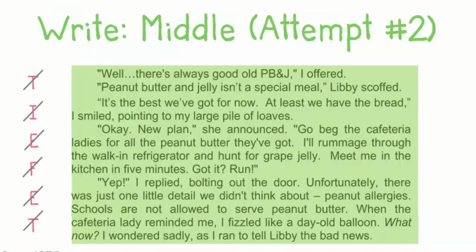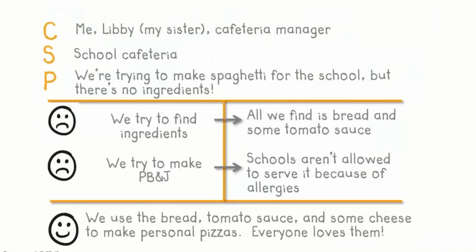Once I've completed this paragraph, I'm ready to move on and plan the fourth and final paragraph in my story about how we use the bread, tomato sauce, and some cheese to make the personal pizzas, and we solve this problem because everyone loves them. To write this, I can't use TIE-FET because this attempt works, it doesn't fail. So I'm going to use a different strategy to organize my solution called TIES.